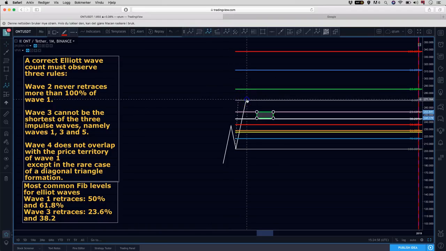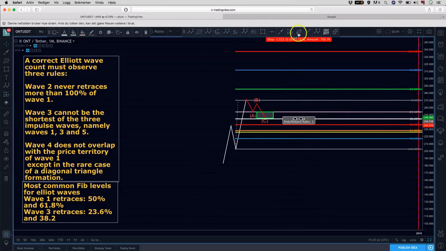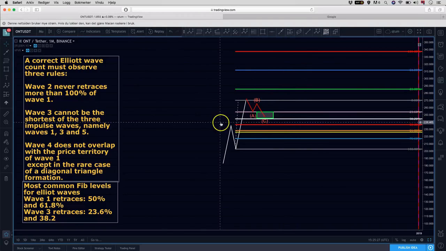We will then correct in ABC, let's say something like this. This will be the correction, and you leave your buy-ins at the 0.382. If we make this into a long position, you leave the stop straight below the 0.382. You can make a 1-2% stop loss, and you will target the fifth wave.